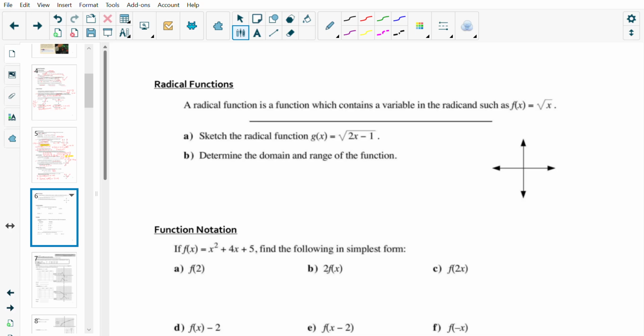Okay, radical functions, another type of function that we will see in this course. A radical function is a function which contains a variable in the radicand. Remember, radicand is what's underneath the radical sign, such as f of x equals square root of x. Sketch the radical function g of x equals square root of 2x minus 1. So it starts at 1, okay, and it does this characteristic thing, almost a sideways half parabola, okay? Determine the domain and range of the function. So domain: x such that, well, let's see, x is going to be greater than or equal to 1.